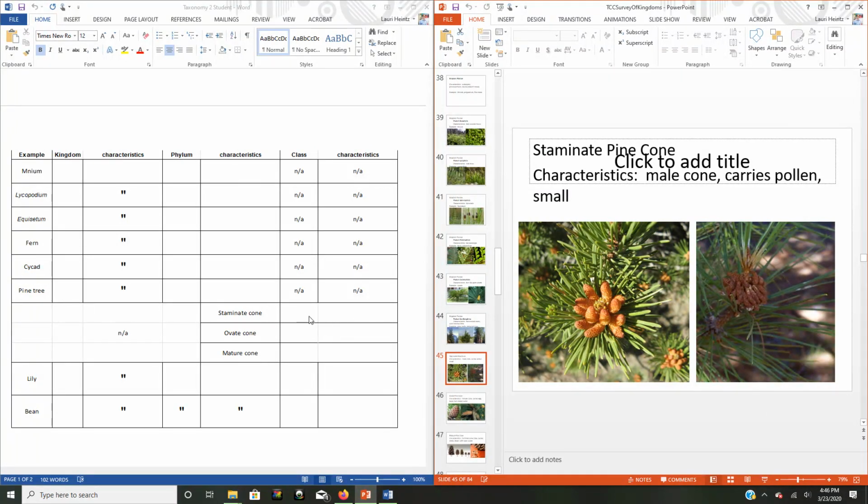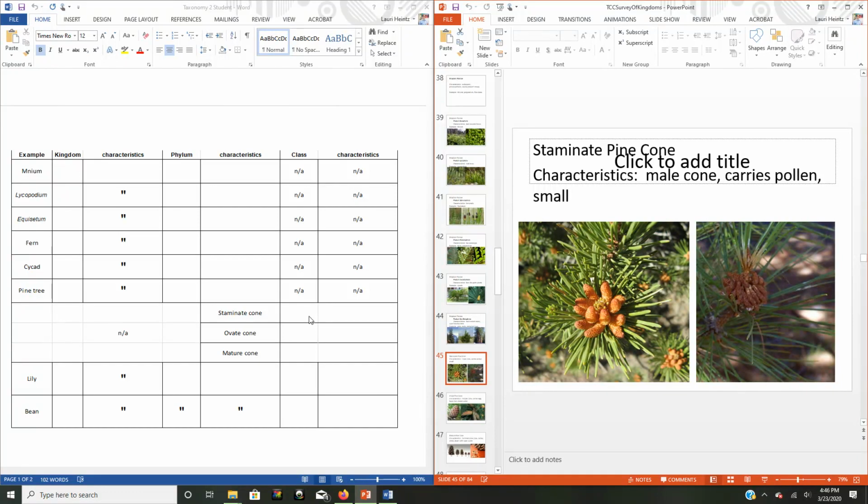So for the staminate cone, these are really tiny. They are not woody like the pine cone that you're familiar with. In fact, they're very soft and mushy. If you were to find one and flick it, pollen would come poofing out of the staminate cone because that's what these do. They make pollen.